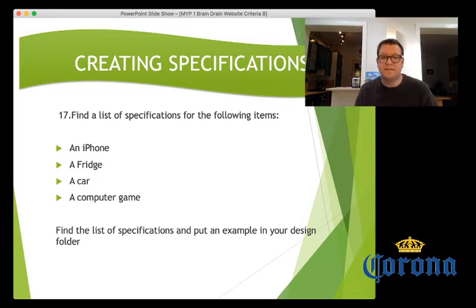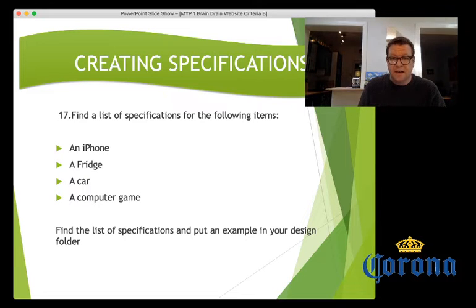So what I'd like you to do is go to the internet and look at, for example, an iPhone or a car or a computer game, and look up the specification list, just to see that each product does have a specification list. Once you've found that, find the list of specifications and just put an example in your design folder.